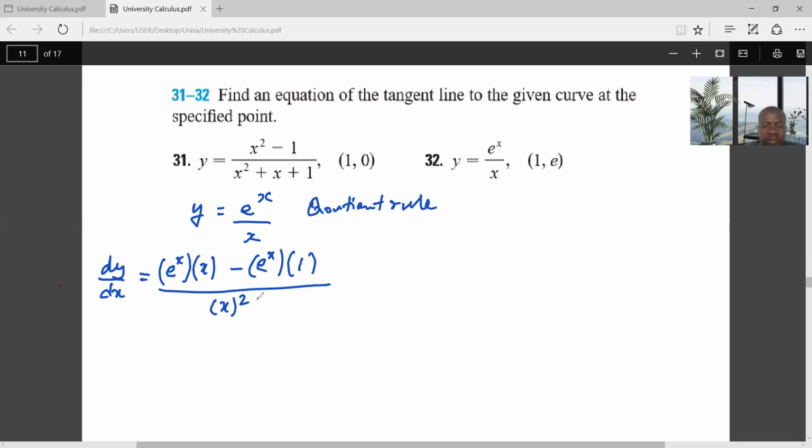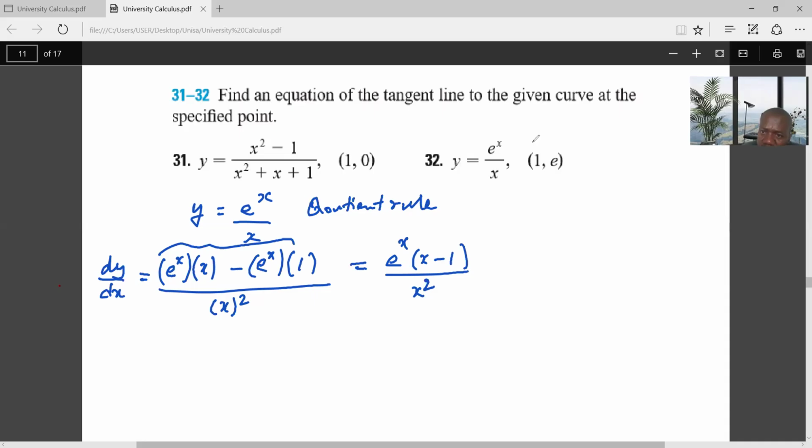I believe you're following. And now we can take, there's a common factor at the numerator here. Common factor, it's e to the x. So we're going to remain with x minus 1 over x squared. This is the gradient function.